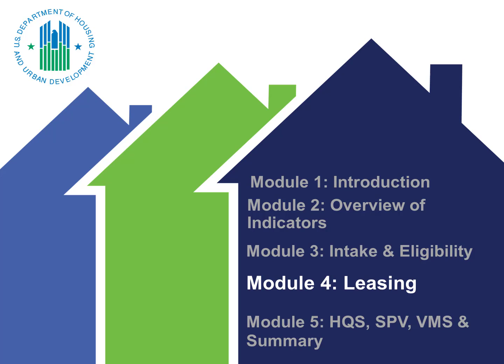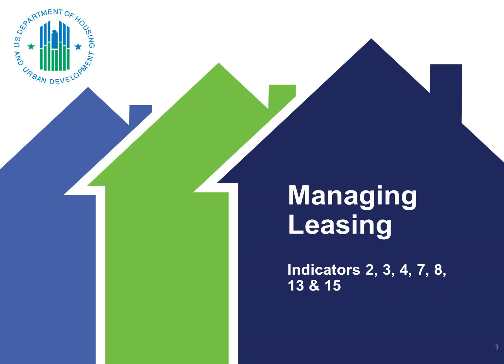Each module of this training is self-paced and can be started or stopped at any time. This module will continue the discussion of each indicator in greater depth and provide key information to add to your PHA toolkit to manage your HCV program for SEMAP success. We begin our discussion focusing in on indicators related to managing leasing. This includes indicators 2, 3, 4, 7, 8, 13, and 15.